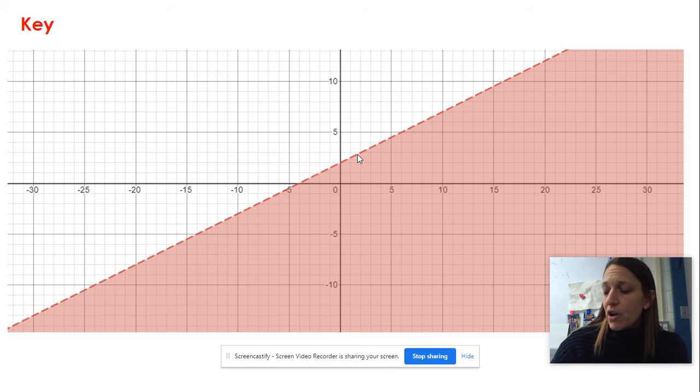So I plug 0 in for y, I plug 0 in for x, and then I simplify, which gives me 0 is less than 2. Because that works, 0 is less than 2, I want to include that ordered pair in my solution. So I shaded the entire area below because that's where 0, 0 is.